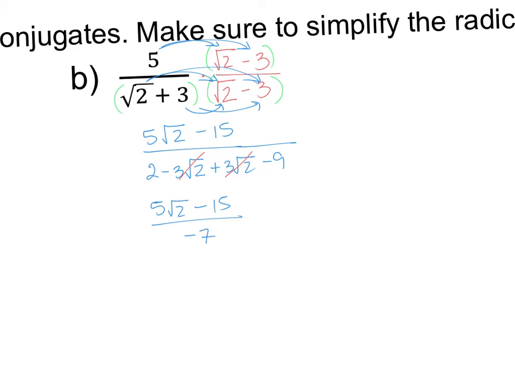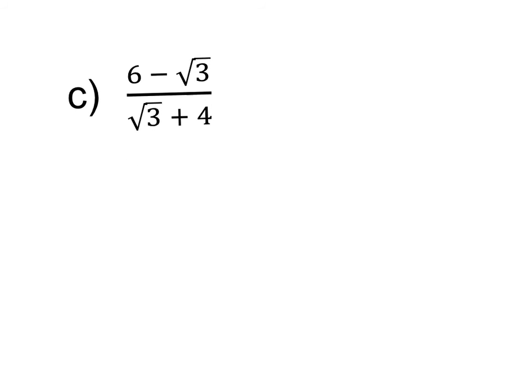And then from here, I don't think I can reduce this. 5, 15, and 7 don't have anything in common. So I'll just keep the answer like this. I'm good. All right. Next part here is going to be part C, last one.